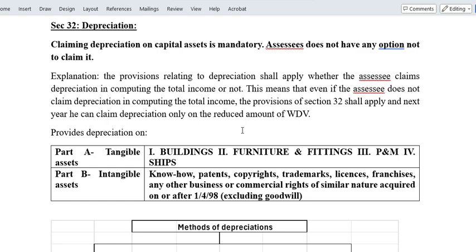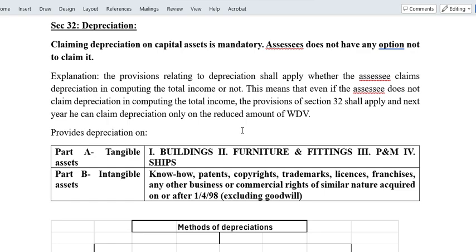So even if you have the freedom to claim or not claim the depreciation, your WDV has to be reduced each year. Even if you claim depreciation after 2 years, the previous 2 years' depreciation also has to be deducted from the cost of the asset, and then the WDV will be calculated. On that WDV only you can calculate the depreciation. You cannot calculate depreciation on the cost of the asset.